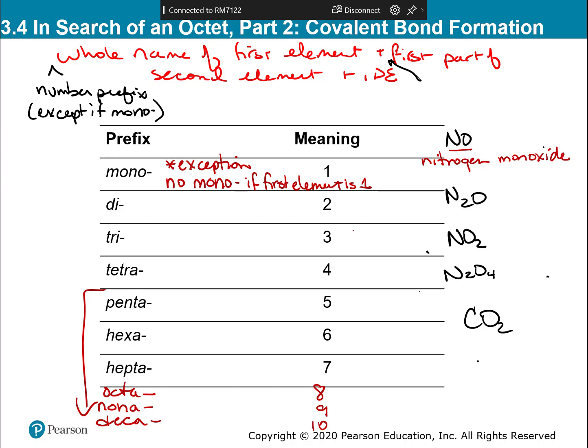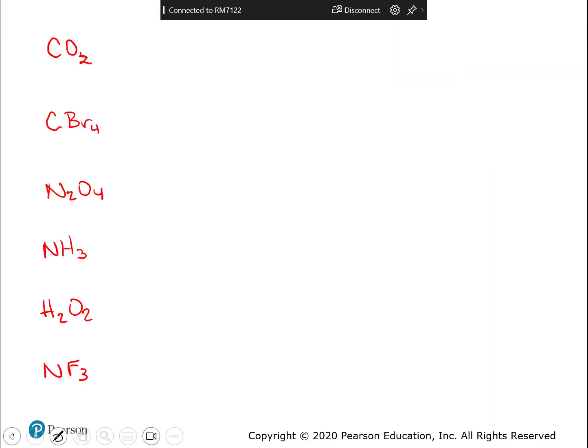So what's the second? What's N2O? If there's 2 nitrogens, then I have to use di. Still use the whole name of nitrogen because it's the first element, so dinitrogen. And since there's only 1 O, I would still use, yep, it's a monoxide. Dinitrogen monoxide. Crazy?